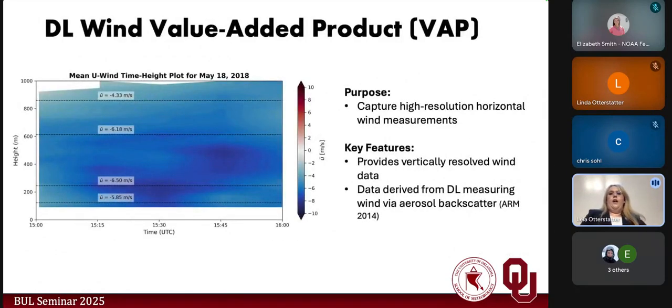So from that, there's a Doppler LiDAR wind value added product, or VAP, and the purpose of this is to capture high resolution horizontal wind measurements. So this is one of my cases from May 18th, 2018. And as you can see, this is for one case, also 1 hour is one case. So from 15 to 16 Z.